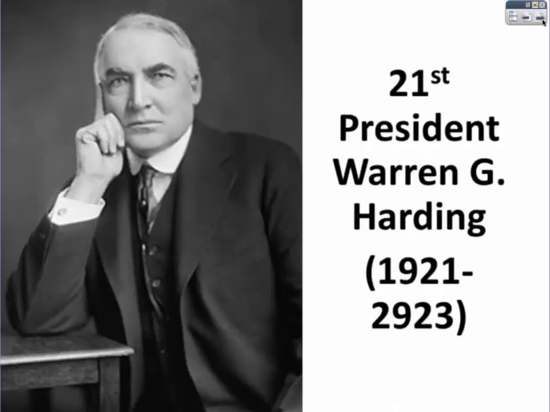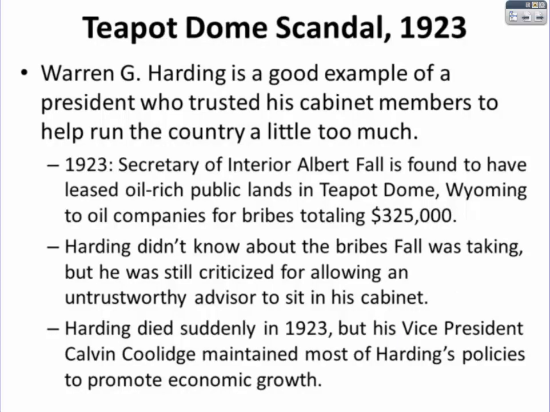Here is a photo of Warren G. Harding. Excuse my mistake in the dates. He served from 1921 to his death in 1923. The Teapot Dome scandal in 1923. Harding is a good example of a president who trusted his cabinet members a little too much to help run the country. In 1923, Albert Fall is found to have leased oil-rich lands in Teapot Dome, Wyoming, to oil companies, and he received bribes totaling $325,000.